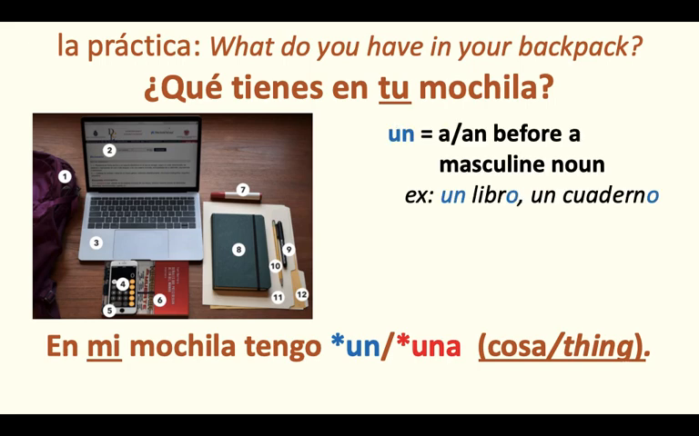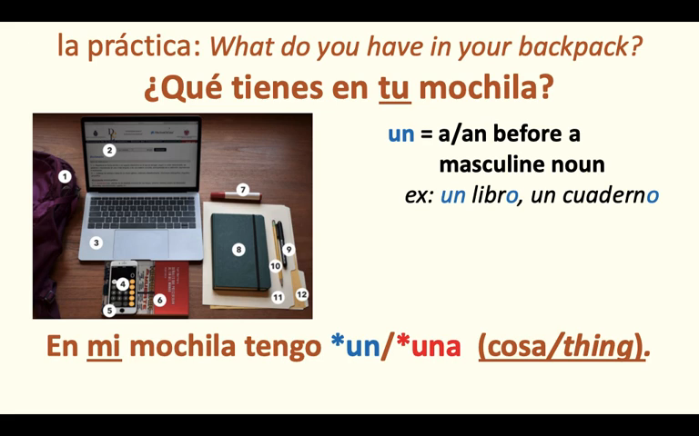Now, we're changing it up a little bit. Instead of saying the in front of the item, because it would be kind of odd to answer, what do you have in your backpack? I have the calculator. I have the pen. Really? Do you have the pen of pens, the calculator of calculator? Generally, we speak like this. I have a calculator. I have a pencil.